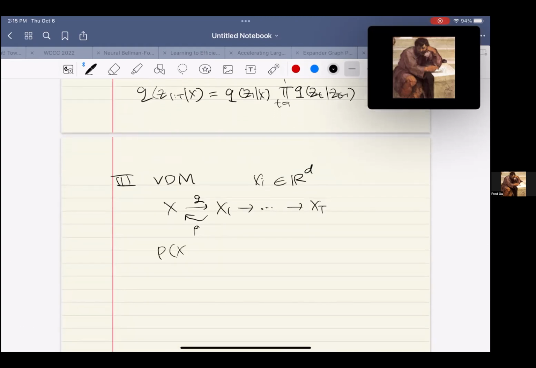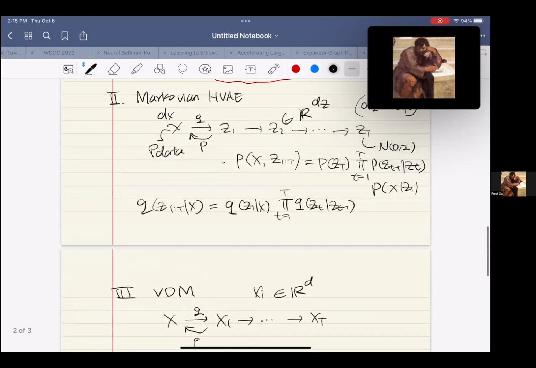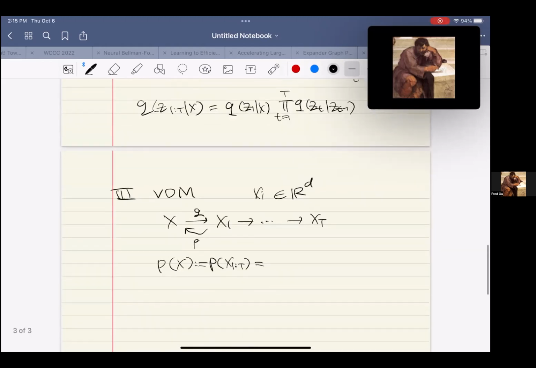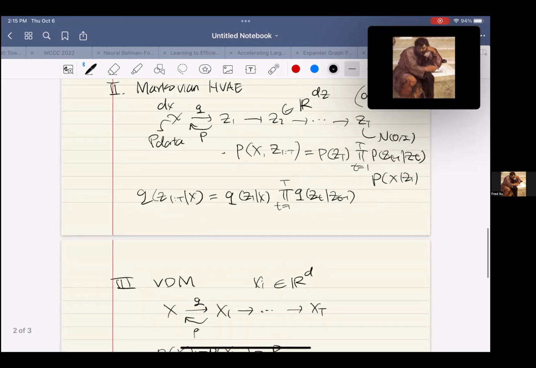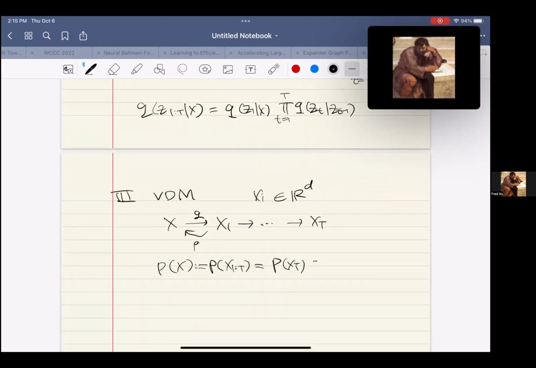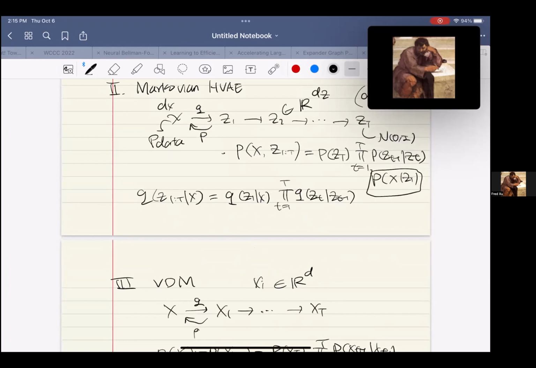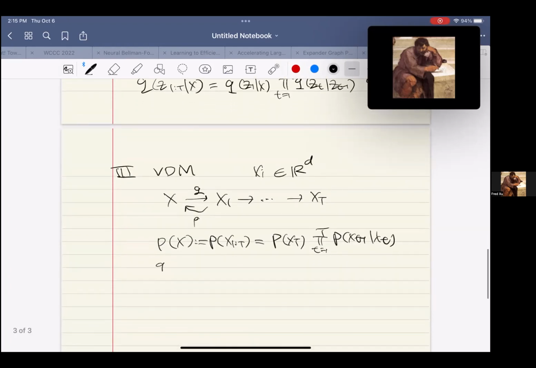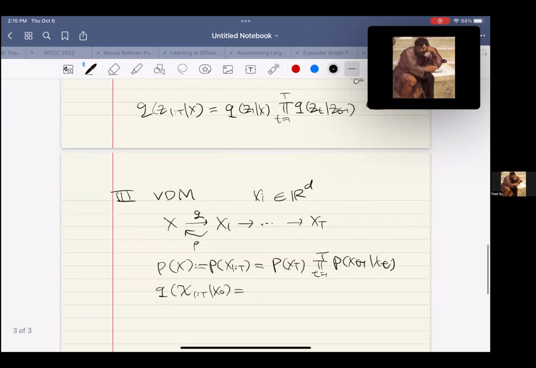So for example, the forward would be P of x, which is defined to be P of X 1 to T. And we can directly plug in the previous formula. That's the forward. We get rid of this term because they're all x. And then we can also talk about this one here. And it becomes very easy, just one product term of everything.